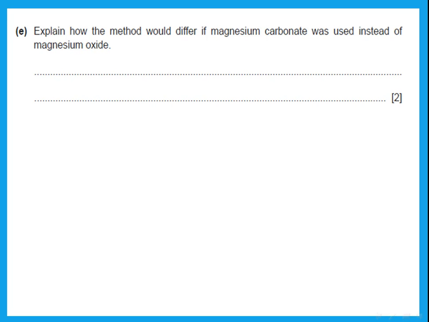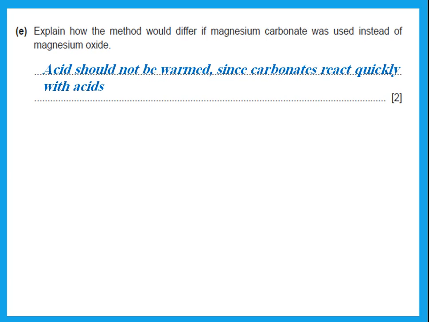Right? Okay, explain how the method would differ if magnesium carbonate were used instead of magnesium oxide. Now, in this question, the magnesium carbonate and the magnesium oxide are both solids that are insoluble in water. So when I'm doing magnesium carbonate, I would still be using the same method, which is neutralization. But it will differ only in the fact that with magnesium oxide, he had to heat the sulfuric acid to speed up the reaction. But with magnesium carbonate, acid should not be heated or warmed, since carbonates react quickly with acid. As soon as I add acid to carbonate to react, I don't need to warm up the acid.